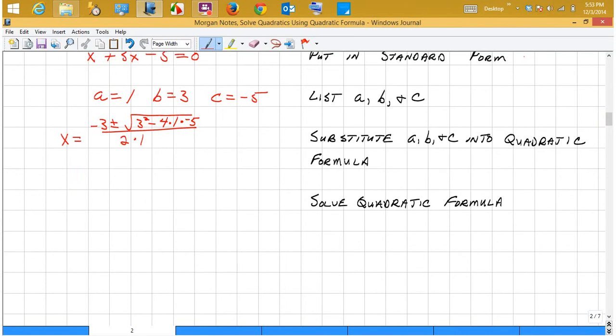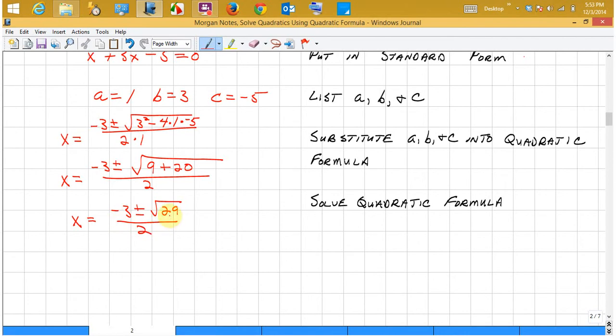So next step, I will have x is equal to negative 3 plus or minus the square root of 9. Now I have negative 5 times 1, that's a negative 5, times the subtract 4 would be plus 20, all over 2a. Wait a second, I forgot to substitute a, that would just be 2. Negative 3 plus or minus the square root of 29 all over 2.